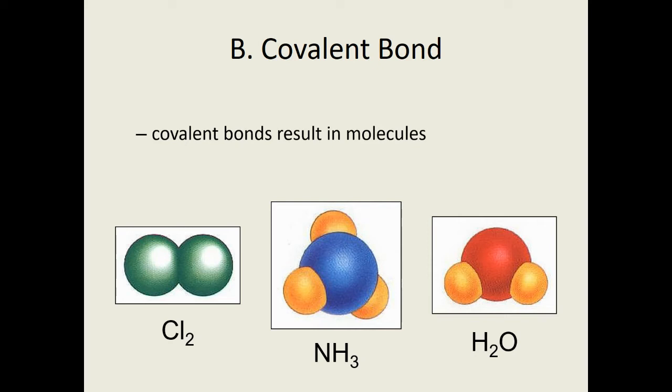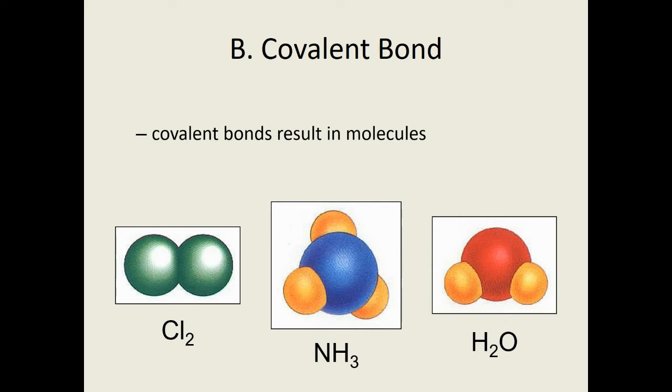Ionic compounds do not make molecules. Covalent bonds can make molecules. So if you take a look, the three below are all examples of molecules. NH3 in the middle is ammonia and H2O is water. Those are compounds. We can see two different elements and they have a fixed ratio.